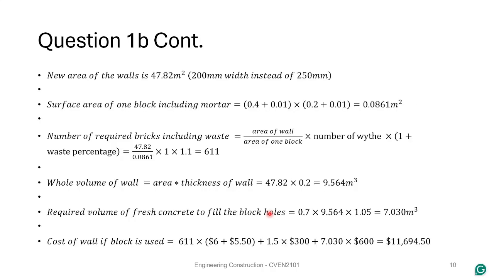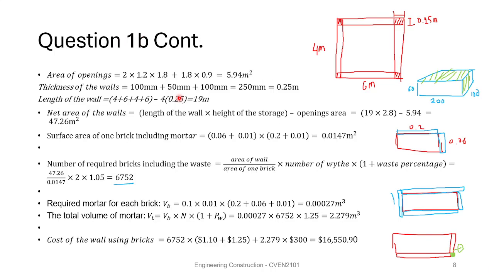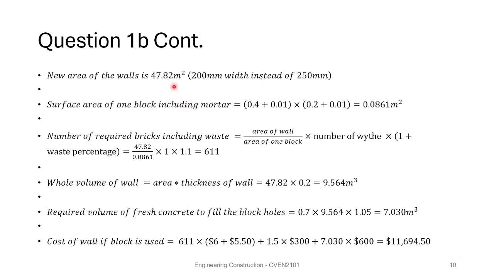Okay, so now our new area of the wall, we have to calculate it again. So it's going to be 47.82 square meters. If we look back over here, it might be a bit different, right? It's 47.26 over here, and it's 47.82 over here. That's because of the difference in thickness, because we only use one layer of concrete. The surface area of one block, including mortar, will be 0.4 plus 0.01 multiplied by 0.2 plus 0.01. Again, just how much area of one concrete block plus the mortar of 10 mils.